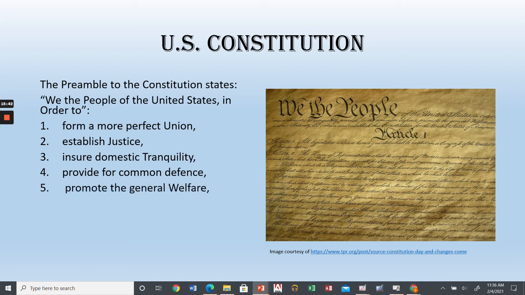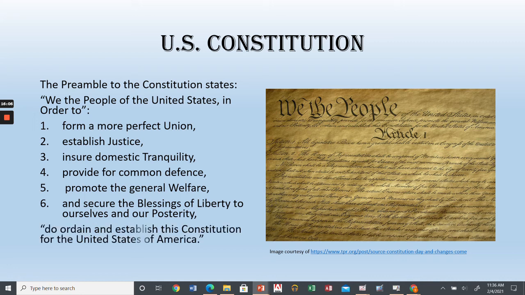The Constitution is going to promote the general welfare. That just sort of means we're going to try to create an environment where people can thrive, businesses can thrive, that sort of thing. And finally, secure the blessings of liberty to ourselves and our posterity. Y'all know who posterity is. We're their posterity. It means our descendants, the people who come after us. So in order to do these 6 things, we're going to basically ordain and establish this Constitution for the United States of America.